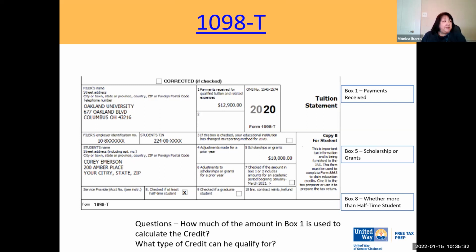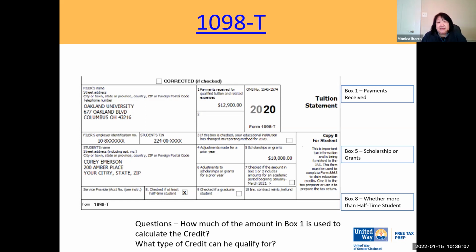And generally the boxes that are most important to us is box 1, which talks about the payments received by the institution for qualified tuition and related expenses. And then box 5, which is scholarships or grants. So generally what you will do is take box 1 and subtract box 5, and what is left is what you can include as qualified expenses.